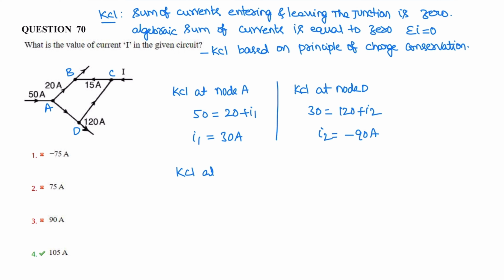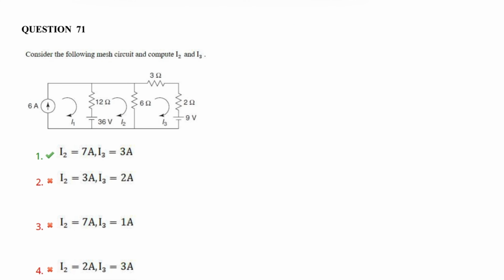Apply KCL at node C. So minus I2 minus I plus 15 is equal to 0. From this, current I is equal to 15 minus of minus I2. I2 is minus 90, so that is 105 ampere. Correct option is 4. Next question.